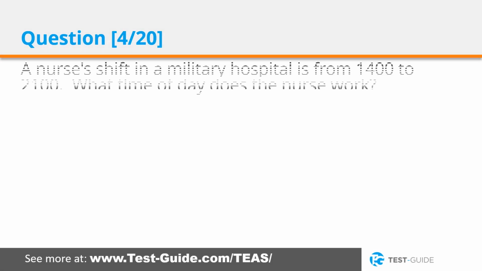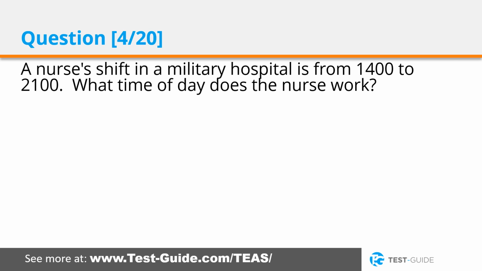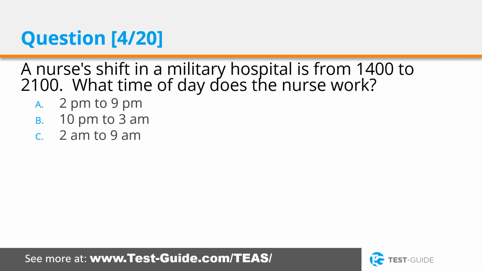Question 4. A nurse's shift in a military hospital is from 1400 to 2100. What time of day does the nurse work? 2 p.m. to 9 p.m., 10 p.m. to 3 a.m., 2 a.m. to 9 a.m., 1:40 p.m. to 2:10 a.m.